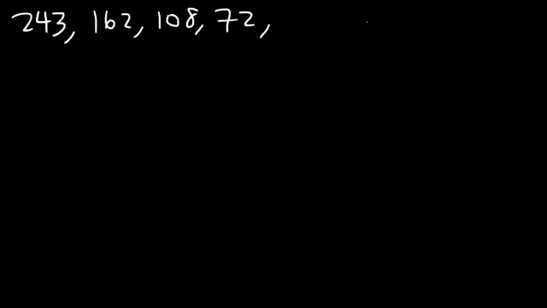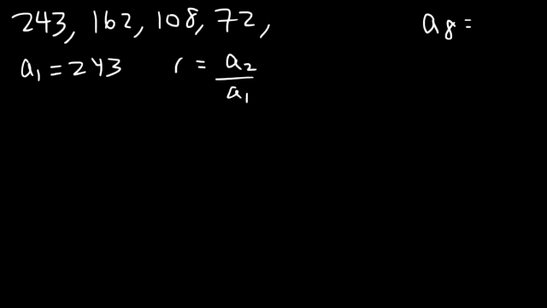Try this one. Let's say we have a decreasing geometric series, and go ahead and calculate the value of the eighth term. So the first term is 243. To find a common ratio, let's divide the second term by the first term. So 162 divided by 243. We have a fraction, and it turns out that both numbers are divisible by 3.